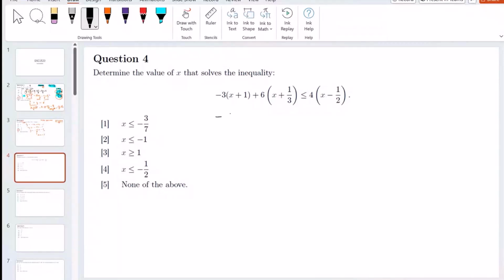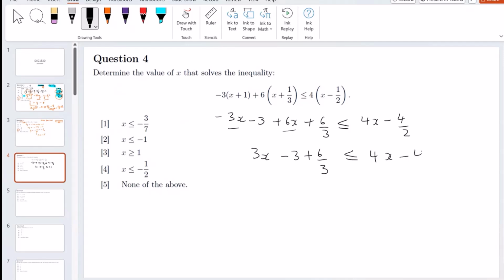So here we are going to have negative 3x negative 3 plus 6x plus 6 over 3 is less than or equal to 4x minus 4 over 2. I'm just removing the brackets, applying the distributive property. Let me get all the like terms. So this and that is going to give me 3x. Okay. I'm going to have negative 3 plus 6 over 3. I'll work with these number fractions later. And then this is less than or equal to 4x minus 4 over 2.